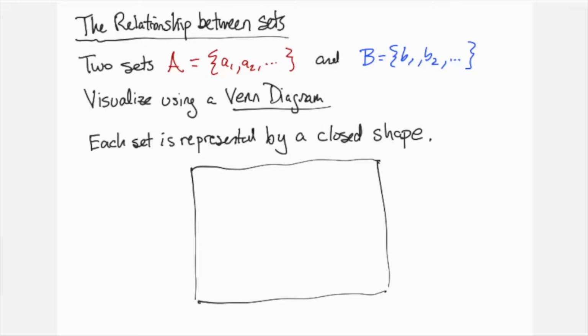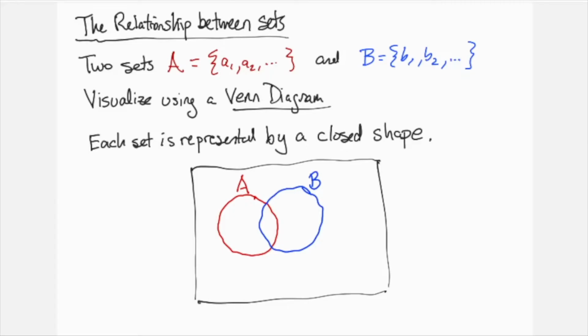When we do this, each set is represented by a closed shape. Normally we use a circle, but it doesn't have to be a circle. So we would have a set A. Here we'll make set A red, and then we'll have set B, and we'll make set B blue. What we want to do is represent all the ways in which elements can be part of A and part of B.